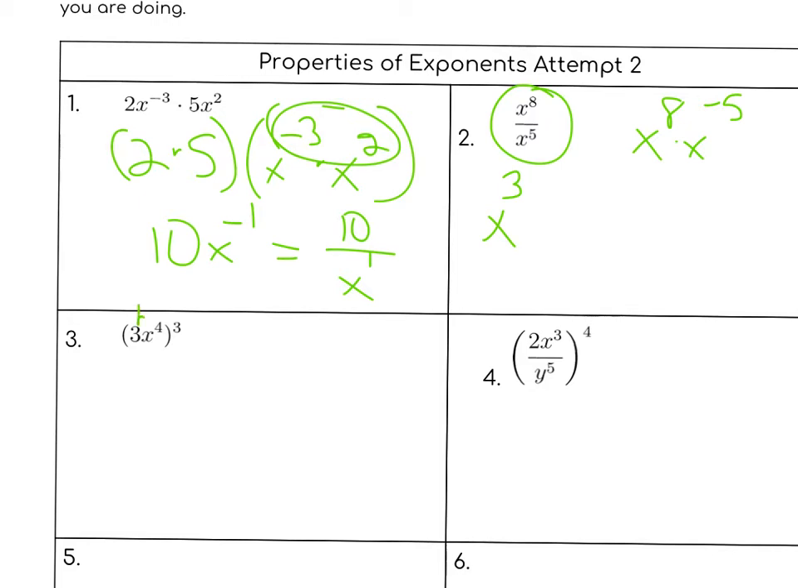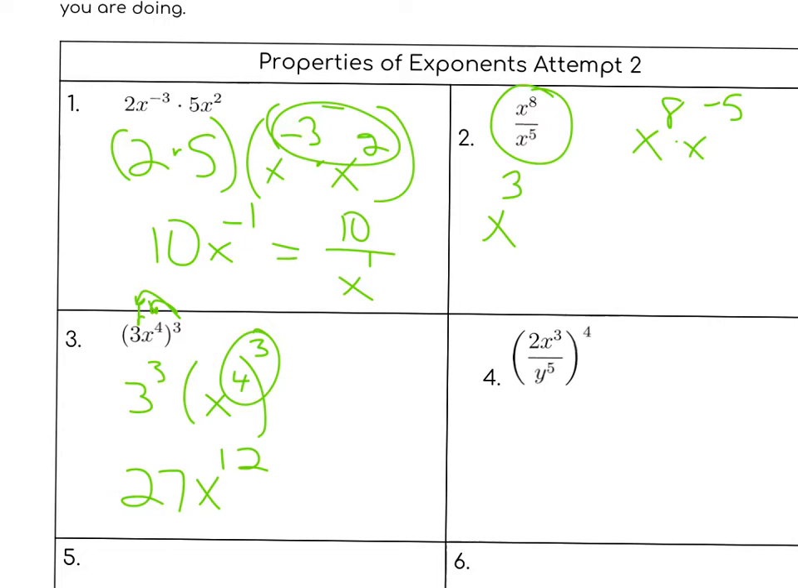We don't care, however you want to think about it. Make sure you put a 1 for this one, because you got the parentheses. Multiply this in, that's going to be 3 cubed. And then x to the 4th cubed. You're going to multiply those exponents, so that's going to be x to the 12th. And 3 cubed is 3 times 3, which is 9, times 3, which is 27.